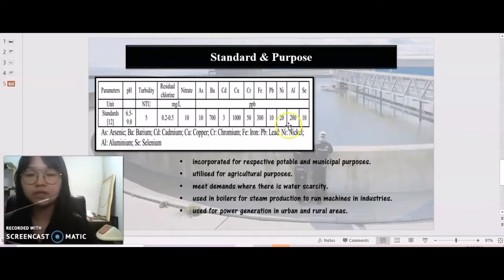The water after desalination can be used for potable and municipal purposes, utilized for agricultural purposes, and meet demand where there is water scarcity. It can be used in boilers for steam production to run machines in industry, and also for power generation in urban and rural areas. Therefore, in this paper, we will discuss and review seawater desalination treatment technology.